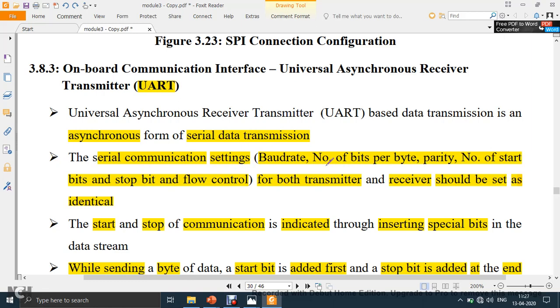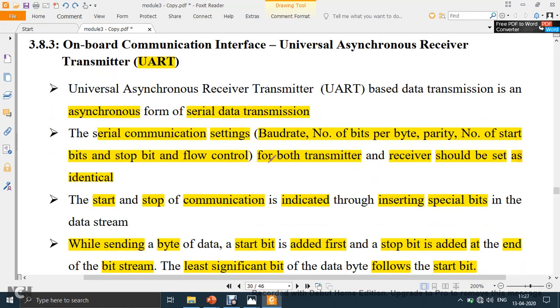That is, what is the width of the data you are trying to communicate, whether it is 8 bits, 10 bits, then whether it will be followed by a parity bit and how many start and stop bits will be there. So all these come under serial communication settings. And you can see here, both transmitter and receiver should be set as identical. So settings should be the same.